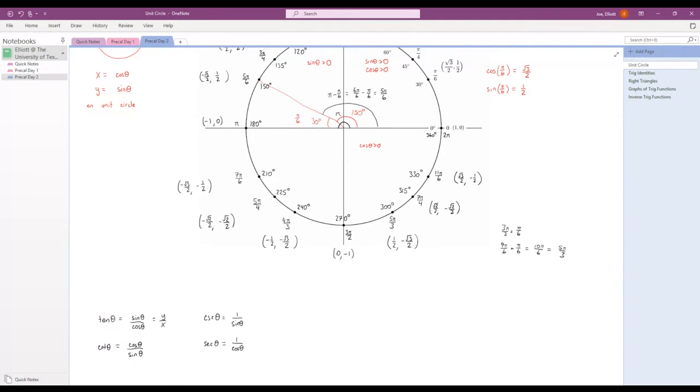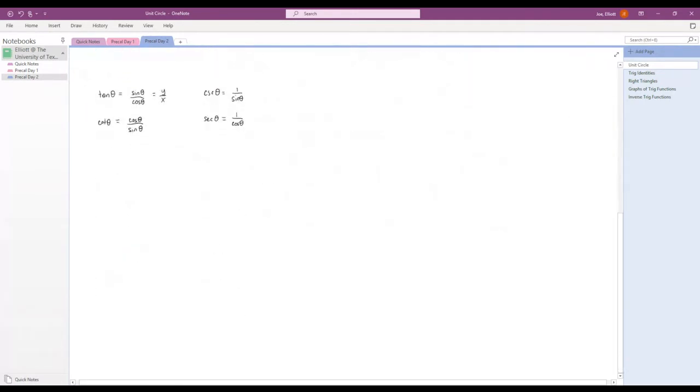Okay. So what I want to do right now is just a little bit of practice on familiarizing ourselves with the trig functions and their values at each of these special angles.